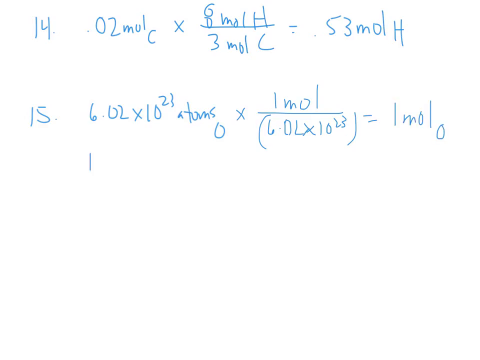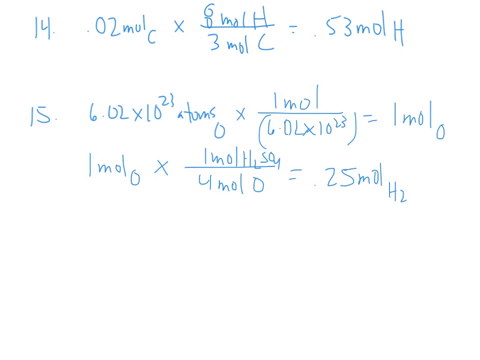So now if I look at my 1 mole of oxygen and I look at H2SO4, there are 4 moles of oxygen in 1 mole of sulfuric acid, or H2SO4. So I set up my molar ratio, 1/4. That means I have just 0.25 moles of sulfuric acid.